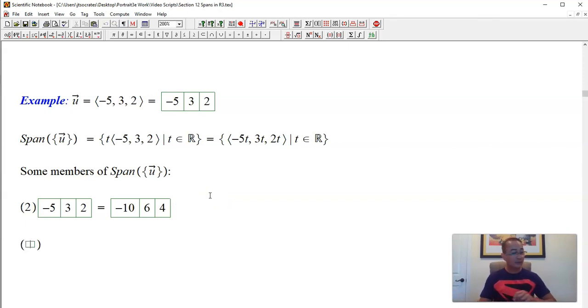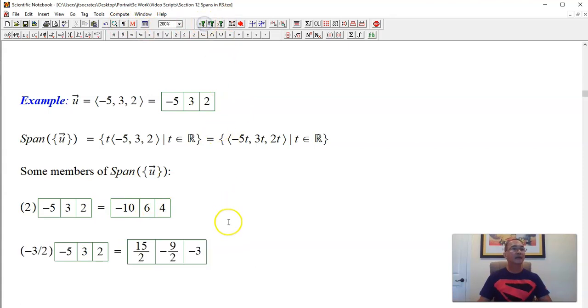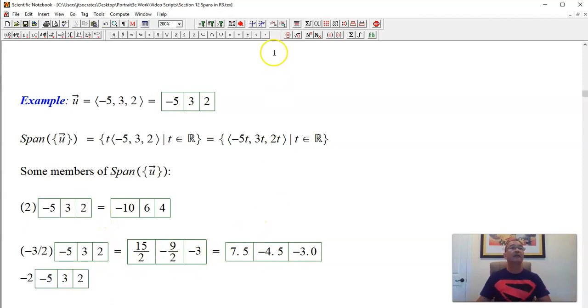We can also get, for example, -3/2 of this vector. So we get 15/2, -9/2, -3. Now, if you don't like fractions, we can also click on this button, which gives us an approximation. So we get 7.5, -4.5, -3. We can also do -2u. So let's put -2 times this vector. And we get, of course, +10, -6, -4.